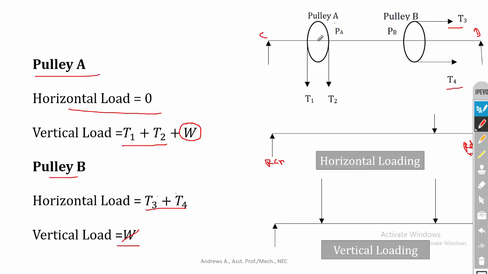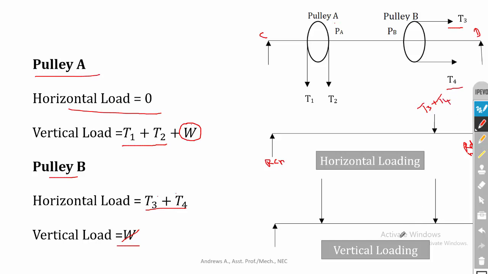So there is no horizontal load on pulley A. You can see that. Then in pulley B, the horizontal loading is T3 plus T4. So the horizontal loading is T3 plus T4.